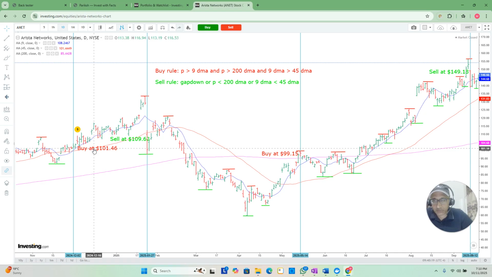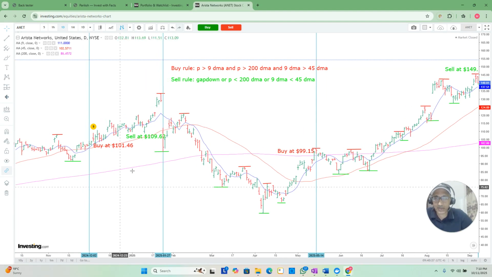As days go by, I monitor the chart every day. And then on the 27th of January, I get a sell signal. Why is that? Because I found a gap down. So you see the opening price is much lower than the low of the previous day. And I sell at 109.62. So in less than 2 months, I made almost a 9% gain on ANET, Arista Networks.